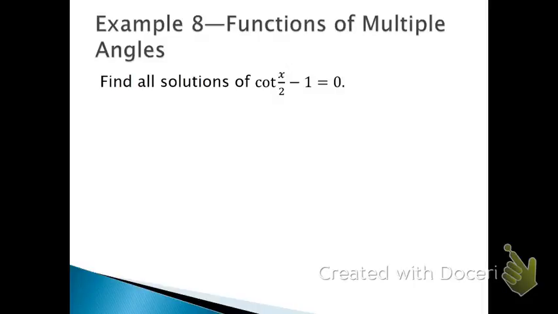Okay, in example 8, we're going to find all the solutions of cotangent of x over 2 minus 1 is equal to 0. So first thing is get that cotangent of the angle by itself, so add the 1. So then we have cotangent of x over 2 is equal to positive 1.